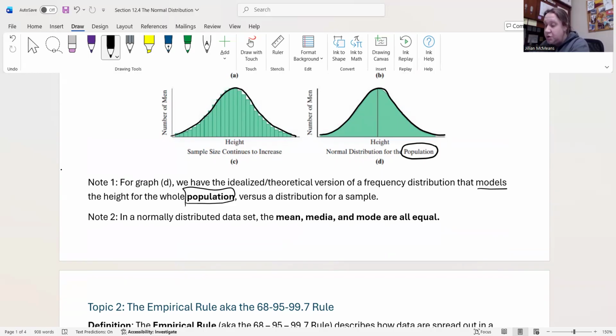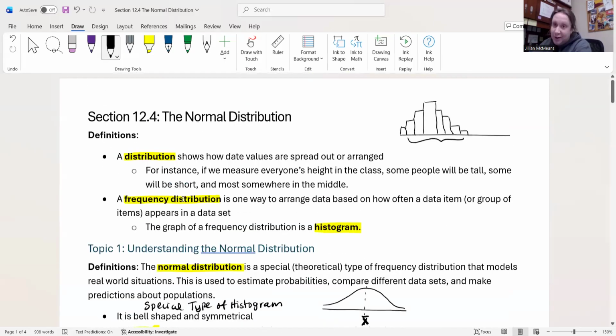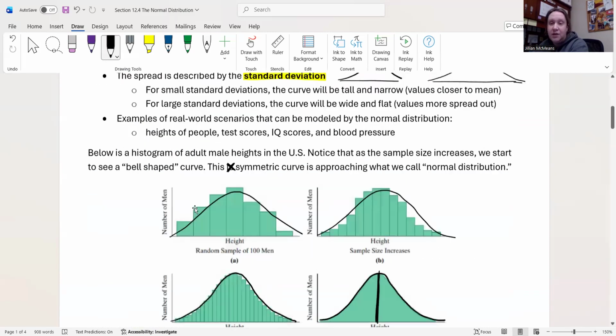Note 2, in a normally distributed data set, the mean, the median, and the mode are all exactly equal, and they are this middle value. So the mean, the median, and the mode really truly do represent the data item that falls in the center of a normally distributed data set. Okay, I know that's a lot of description, but there we go. That is the normal distribution in all of its glory.